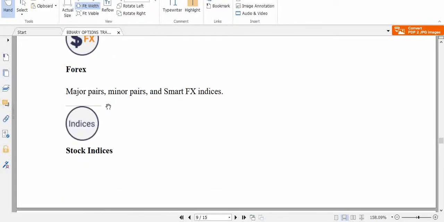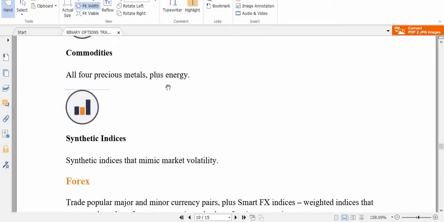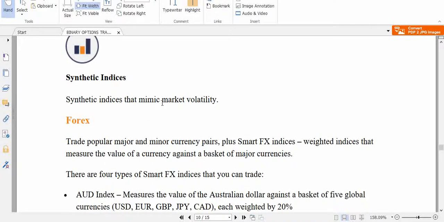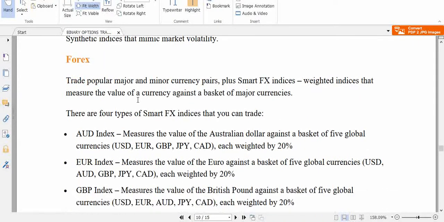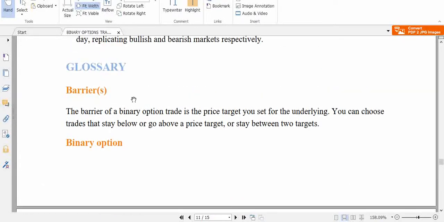We have forex trade, we have stock indices, and then we have commodities where people trade like gold against US dollar, fuel, like that is energy, oil, crude oil against US dollar, and so forth, gold against platinum. Those are under commodities. Then synthetic indices that mimic market volatility. The way the market changes, the synthetic indices, they mimic the market. So you can read more about that. I won't talk about that.